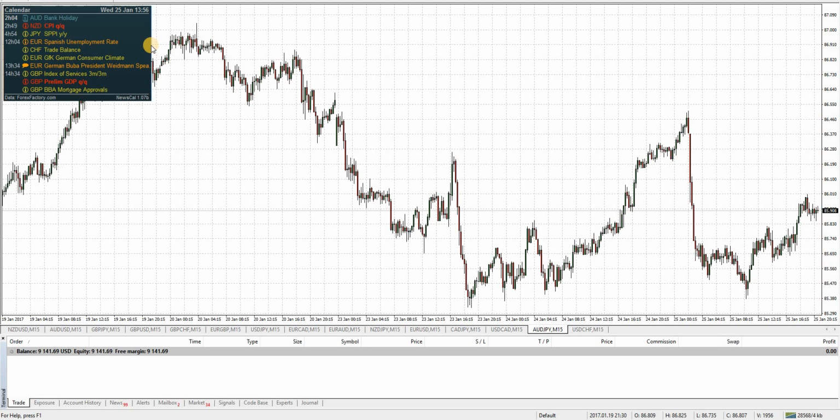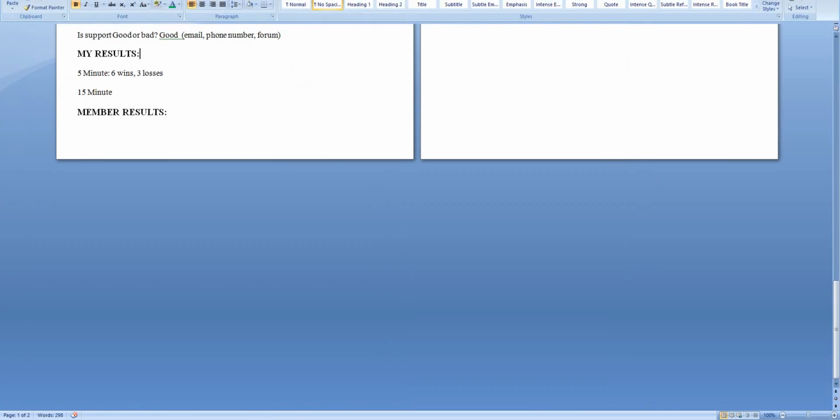One thing you don't want to do is be in the market, excuse me, during a news release. And what this enables you to do is it'll give you an audible alert 15 minutes before the news release comes out, and it'll also give you an alert once it actually comes out. So this is definitely a good indicator to have, and it'll definitely benefit your trading.